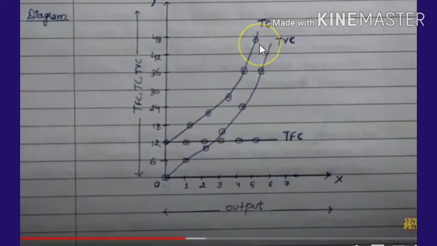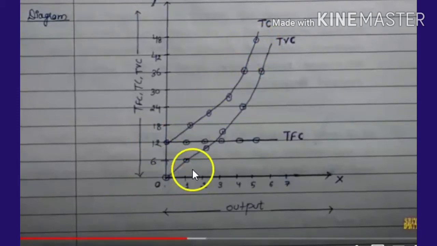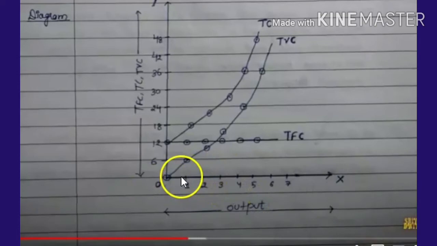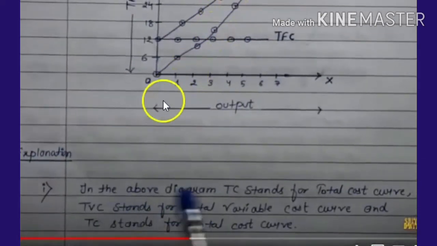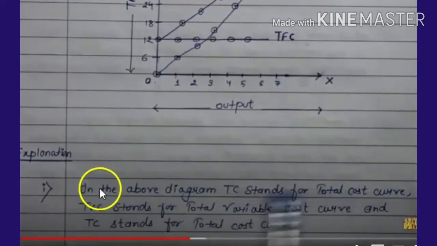Then you have to explain or plot each and every point respective to this output. You have to plot the TVC column, TFC column and TC column. So just see the explanation.